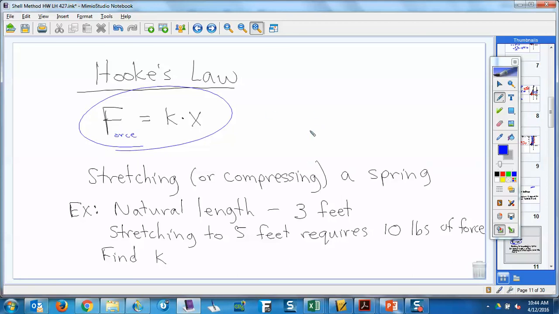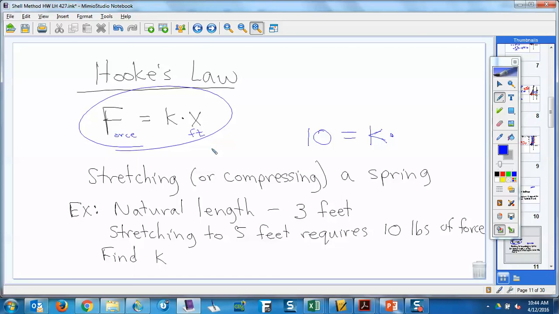Well, what would we do? We'd plug the 10 pounds in for F, the force. K is what we're looking for. And what would we put in for X? X is the feet. We would not put in 5. We would put in 2. Because how far did we stretch it? 2 feet. At rest it was 3, so that's like your 0.